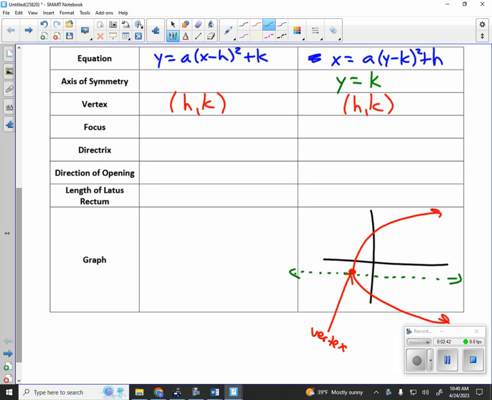The direction of opening: if a is positive, it opens to the right, and if a is negative, it opens to the left. Whereas in the other situation, if a was positive, it opened up, and if a was negative, it opened down. In order to find the others, we needed to determine the p-value, namely that a = 1/(4p).